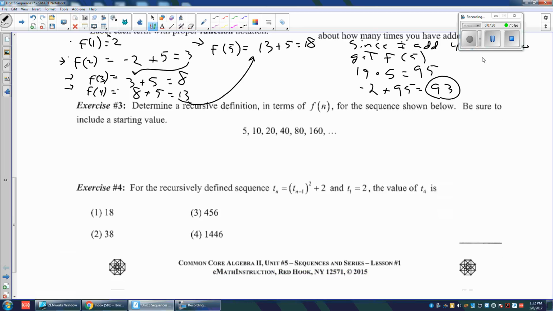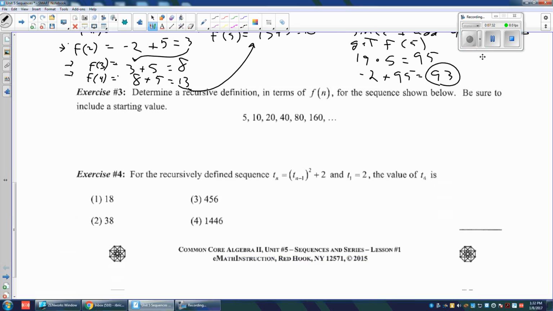Determine the recursive definition of f of n for the sequence shown below. Be sure to include the starting value. Well, the starting value is very easy to find. So the first number is 5 because that's the starting value.